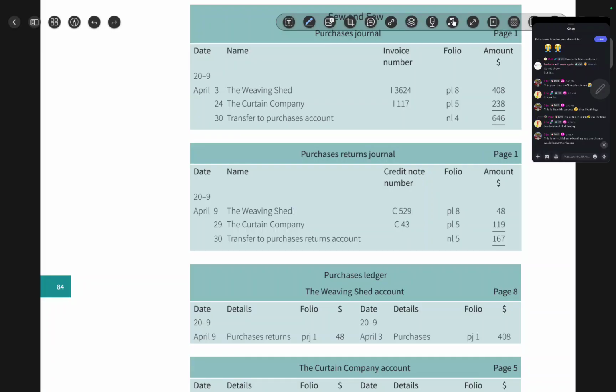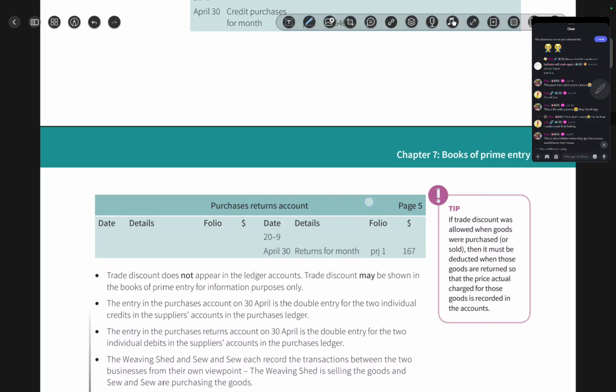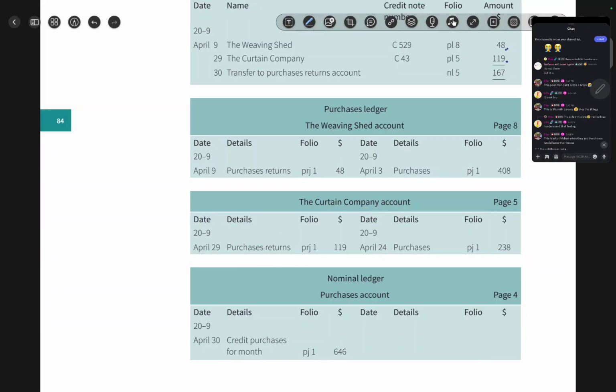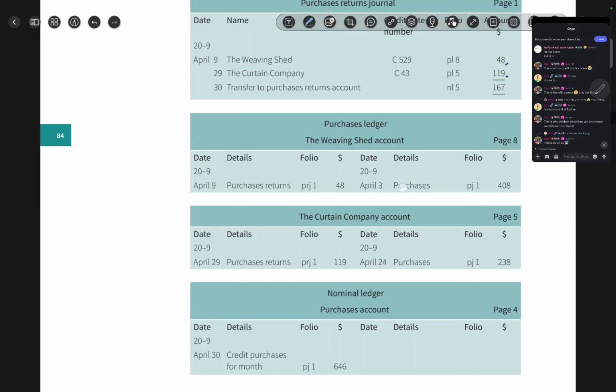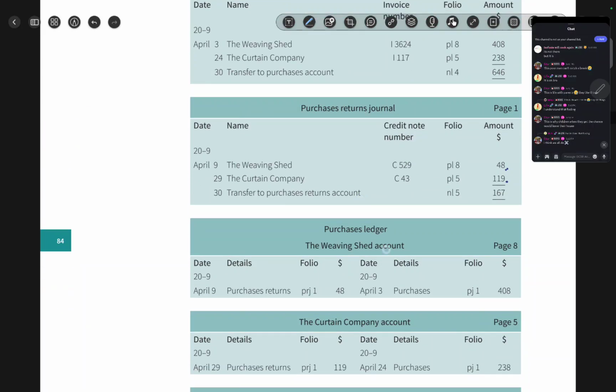Write the name of the supplier, the amount of return, the amount that you return to the supplier. Total, take the total, transfer it to the purchase returns account in the nominal ledger. Okay, on the credit side, because since purchases come on the debit side, purchase returns will come on the credit side. And then in your purchase ledger, you have your supplier accounts, individual supplier T accounts.